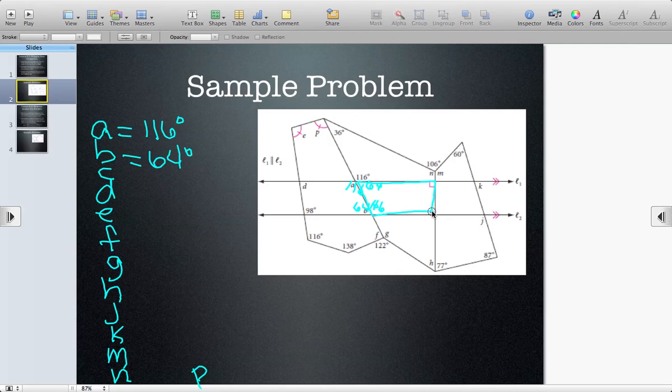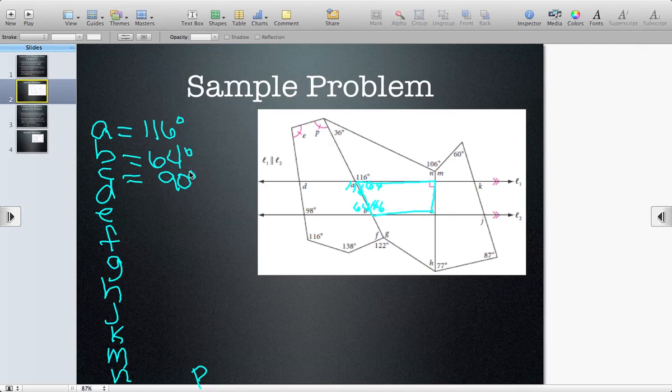116 here, 64 here, and 90 degrees here, and then subtract that from 360 degrees. When I do that, I get, as you were expecting, 90 degrees. So that makes it pretty easy there. Let's go ahead and find angle D.